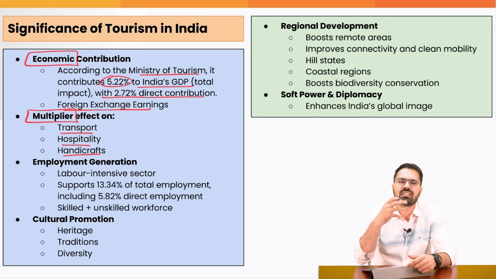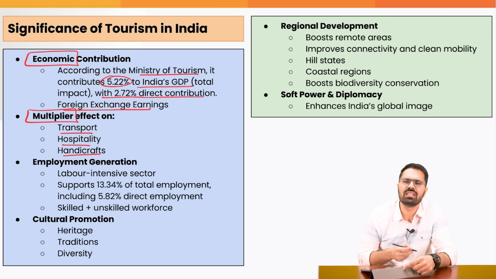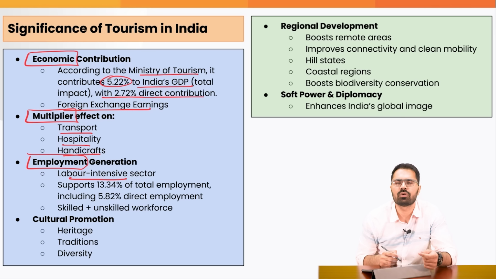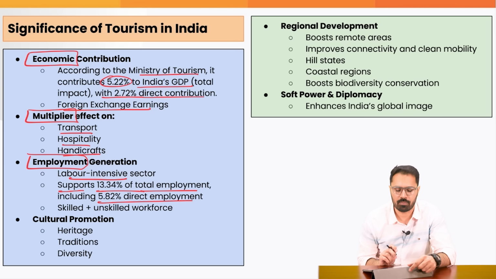The multiplier effect then again leads to the indirect impact of tourism. People get employed in these sectors also. And then you have employment generation in labor-intensive sectors: tourism, hospitality, tour guides, then you have shops. All these are labor-intensive sectors. It supports 13.34% of total employment, including 5.82% of direct employment.